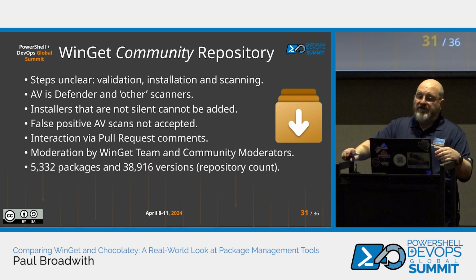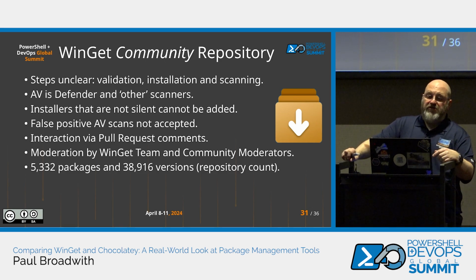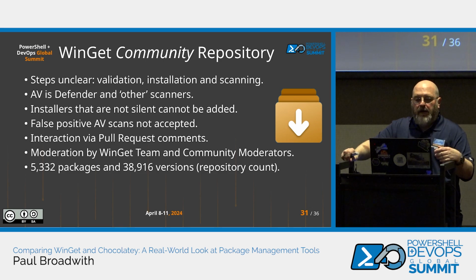The installers that are not silent can't be added. I've talked about the false positive ones. The AV scans will not be accepted. I assume that once it's accepted as false positives by the AV engine, then you'll be able to push it again. The interactions via pull request comments, we're all kind of used to that, I would imagine, in here, so it's fairly familiar, so that's a good idea.